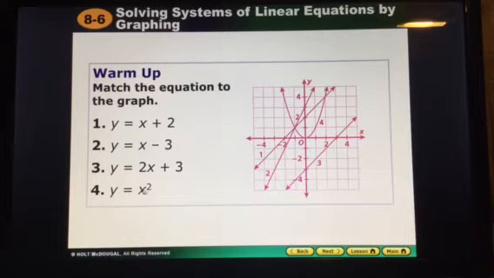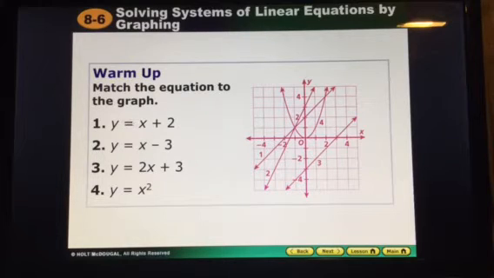But if you take 1 and square it, 1 squared is 1, right there. And if you take negative 1 and square it, negative 1 times negative 1 is also 1. If you take 2 and square it, you get 4, which is right there. Negative 2 squared is also 4. So when you connect those dots, you get what's called a parabola. So that goes with 4.